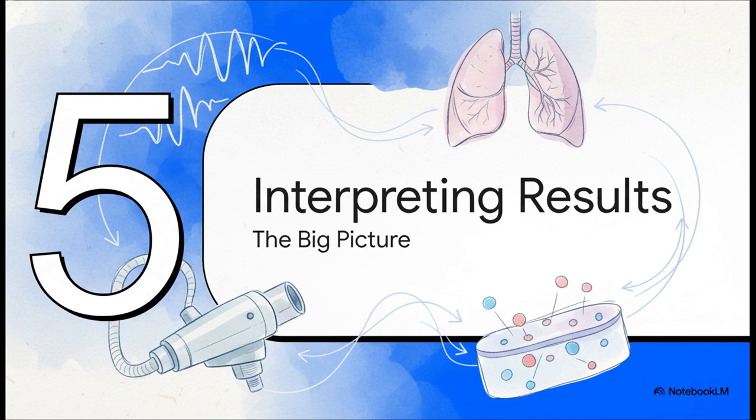Finally, Section 5, Interpreting the Results. This is the big picture. Let's see how all these tests sort of build on one another to give you the ultimate diagnostic picture of your patient. This is the moment where your standard spirometry, your new lung volume tests, and your DLCO all come together to tell a story.